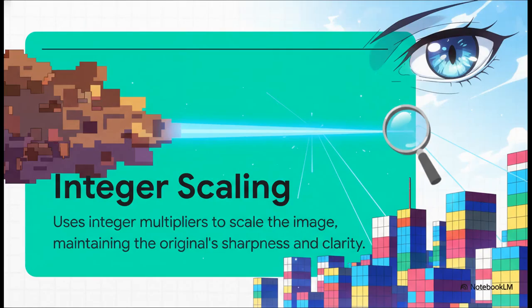Integer scaling, though, is all about precision. There's no guesswork. Instead of averaging colors, it takes each original pixel and just turns it into a perfect, solid block. So one pixel might become a perfect 2x2 block of that exact same color, or a 3x3 block. You're making the image bigger by using perfect, crisp building blocks, not by smearing paint. That's why all the sharp lines and details are perfectly preserved.